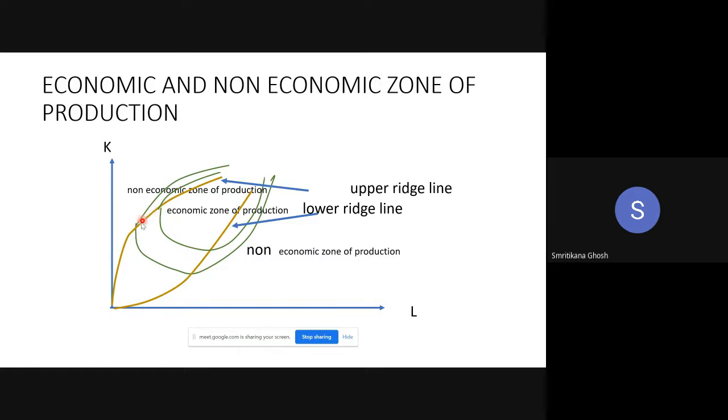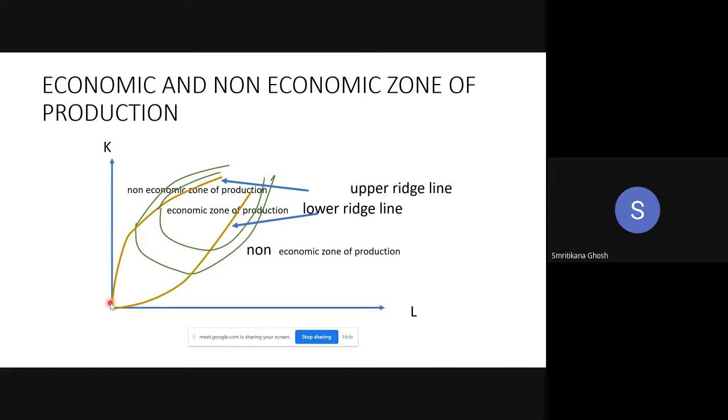So if you join all those points with the origin, the points where MPL is equal to 0, the line is like this, that yellow one. Similarly, if you join the origin with the points on the isoquants where MPK is equal to 0, then you will get another line like this. This is another yellow line.